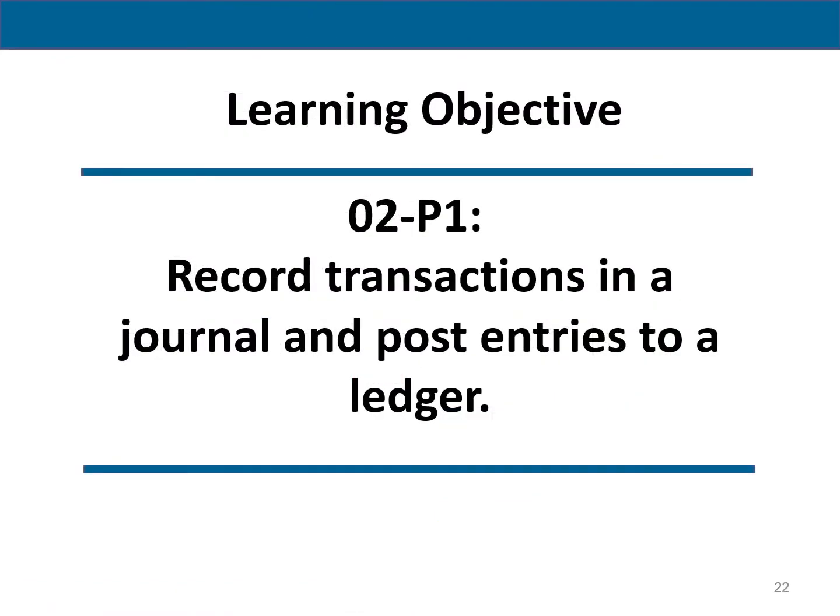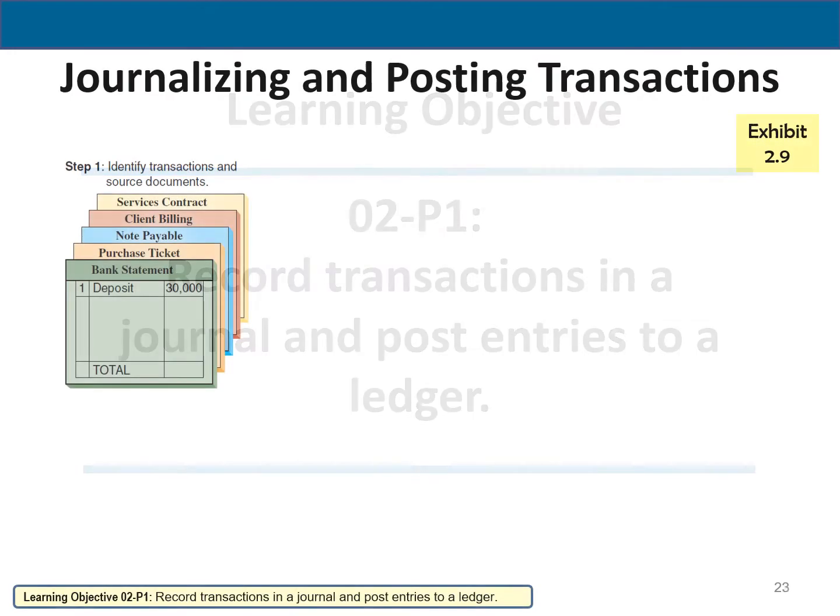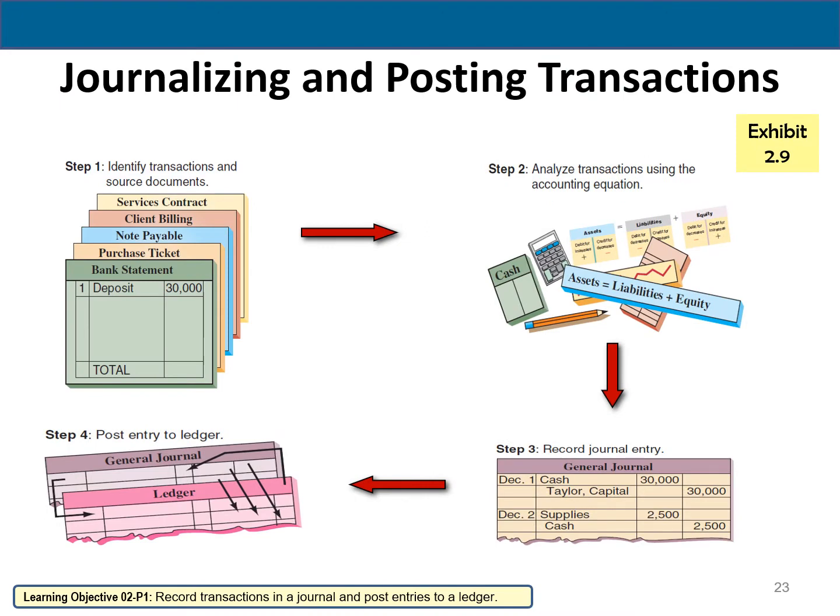All right, so now we're going to record transactions in the journal and post the entries to a ledger. So there are 4 steps. Step 1, identify the transaction. Step 2, analyze it using the accounting equation. So that's what we did in chapter 1, where we said, okay, what 2 accounts are affected and are they increasing or are they decreasing? Then we're going to record the journal entry, and then we're going to post the entry to the ledger.